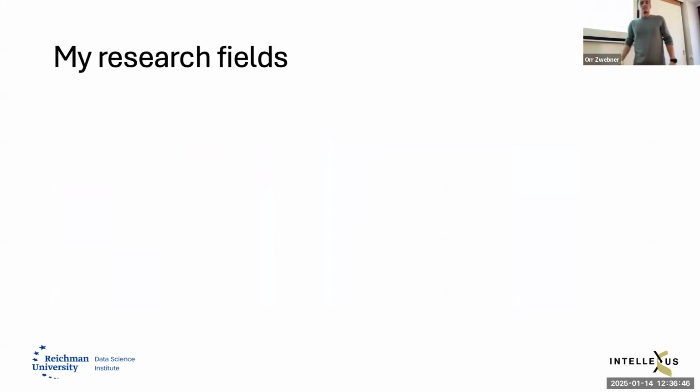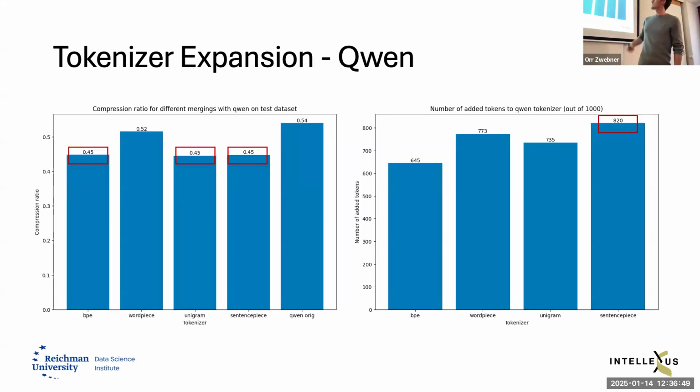So what is the purpose of all those experiments? Generally, I see, for example, that SentencePiece in that case added 820 tokens. It means it improved the vocabulary. In addition, SentencePiece gained the best compression ratio. So I know now that maybe SentencePiece is the best out of all these algorithms regarding the Qwen specific model. And when I see a lower compression ratio, I know that I fed the tokenizer with new words that it didn't know before.